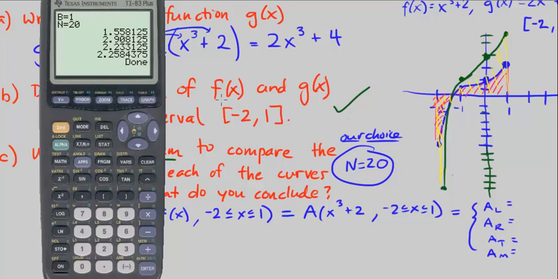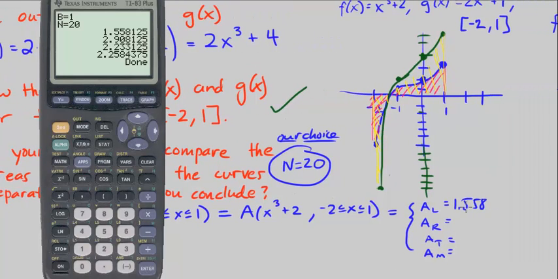We wait for it, right? And so A sub L is 1.558. I'm going to go ahead and write all these numbers. 1.588125 units squared. A sub R is 2.908125 units squared. A sub T, the trapezoid, is 2.233125 units squared.